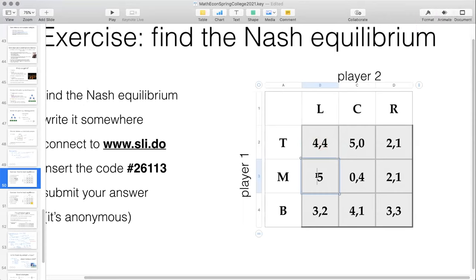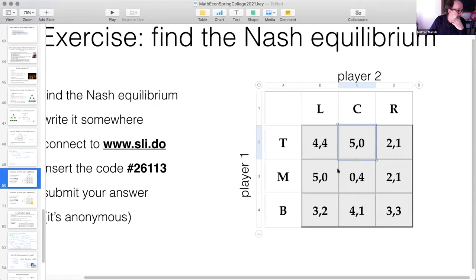If player one plays M, player two would like to play C. And if player two plays C, player one would like to play T. And you are in this loop. So there is no Nash equilibrium in this sense.